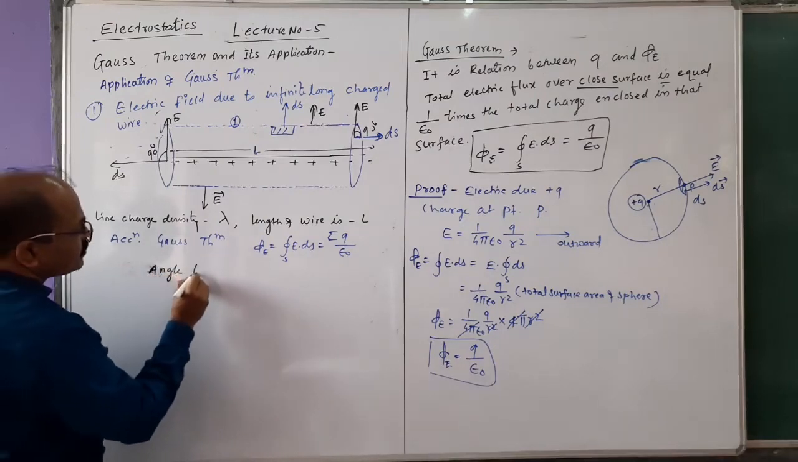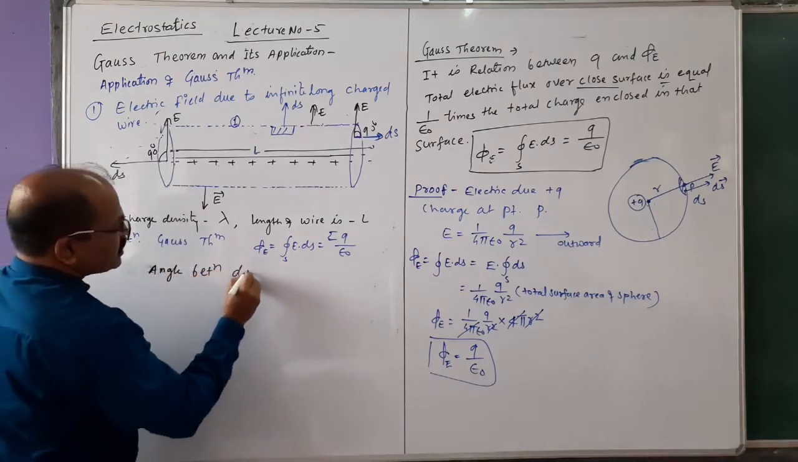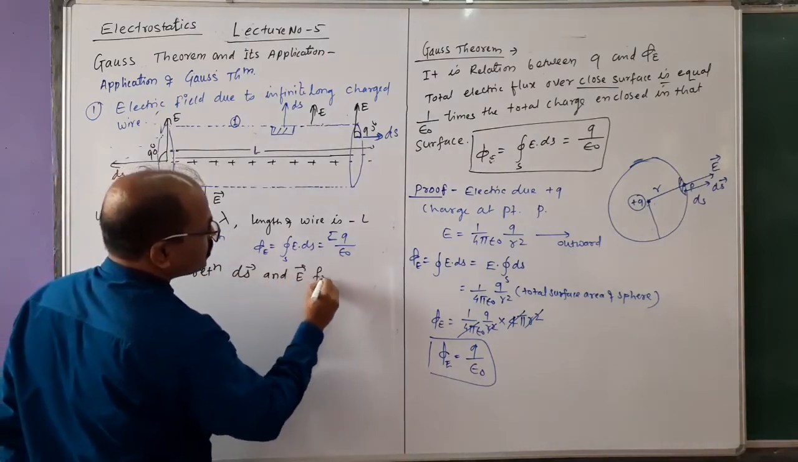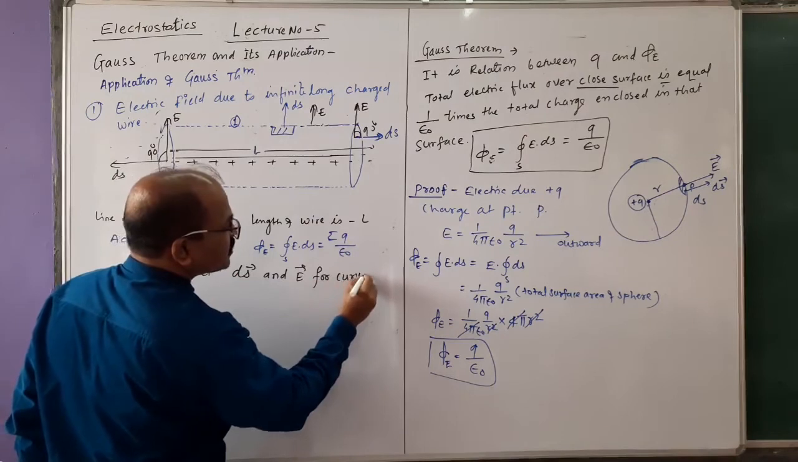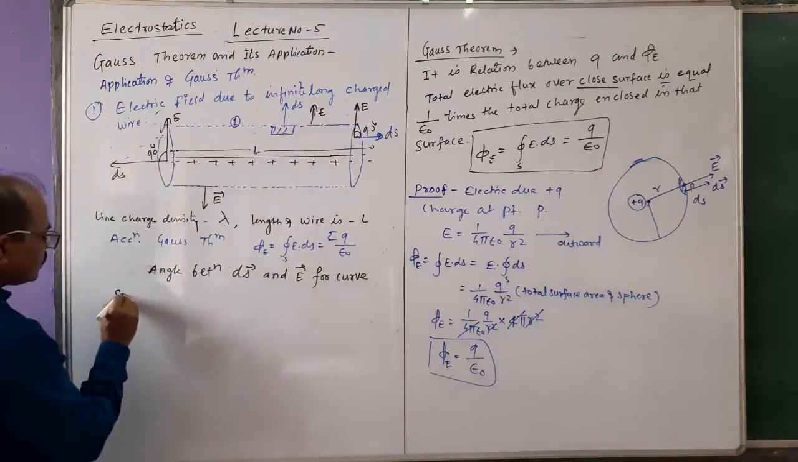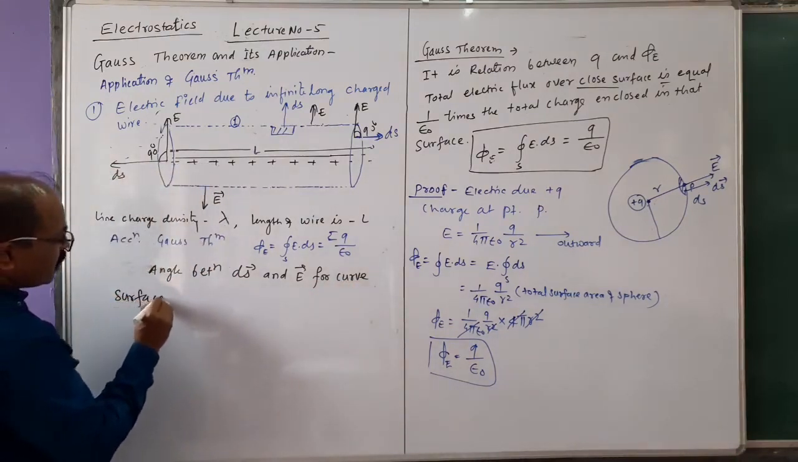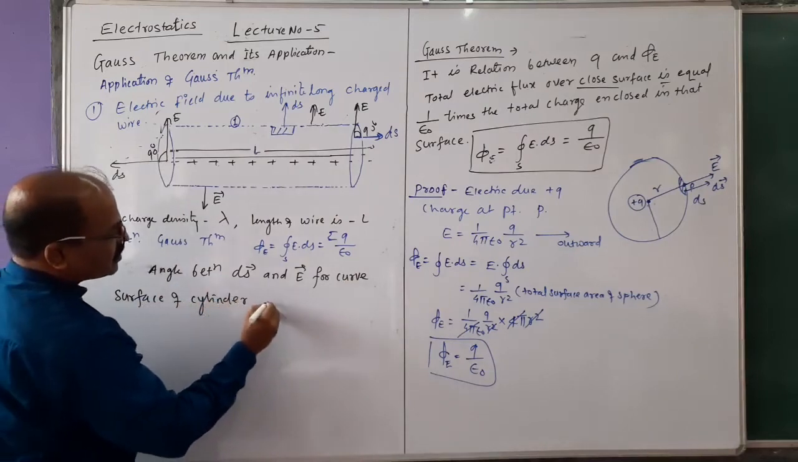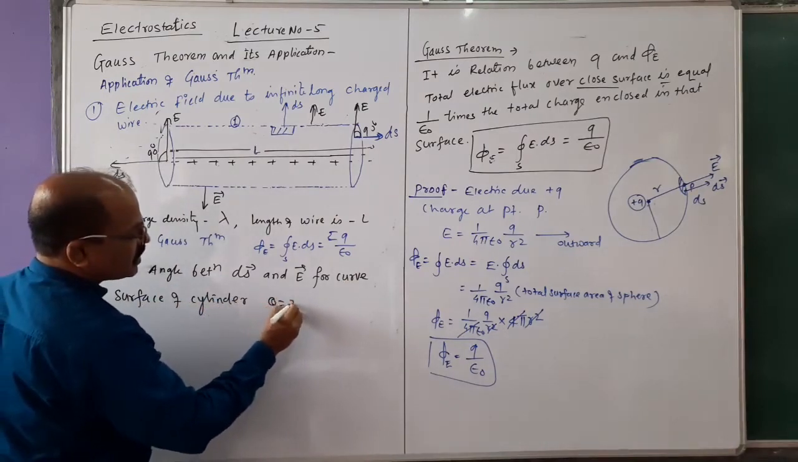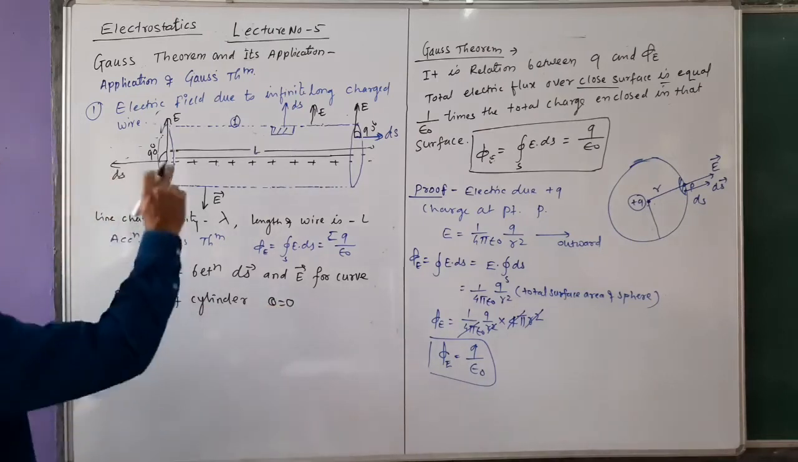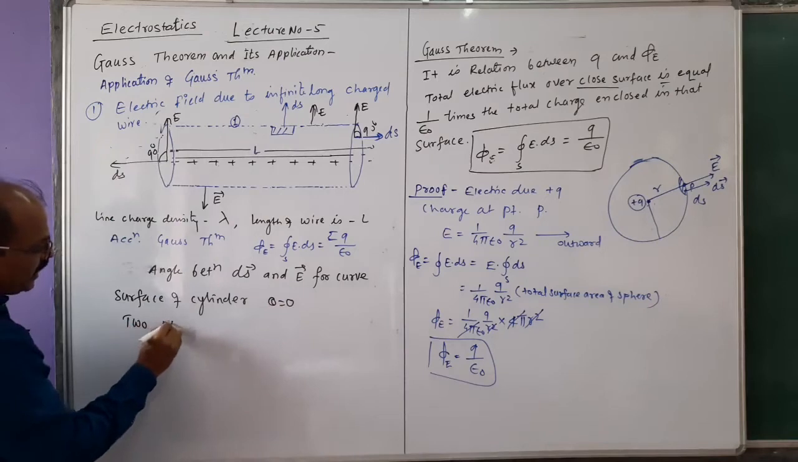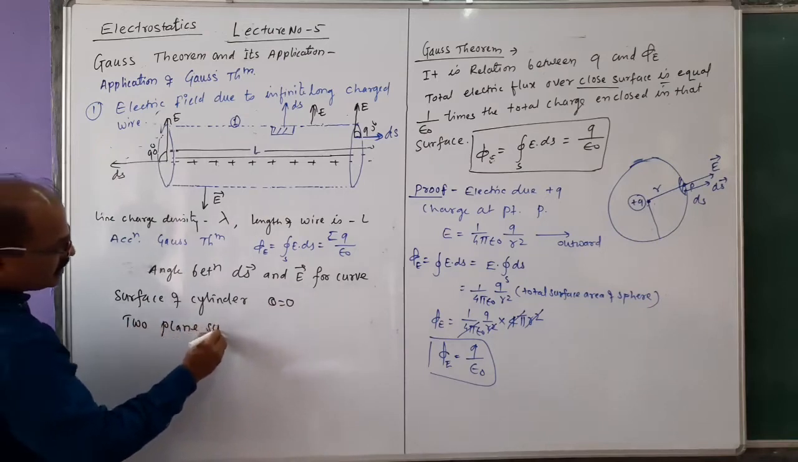सो ds एंड E के बीच का एंगल, the angle between ds and E for curve surface of cylinder. सिलेंडर का अगर कर्व सरफेस देखेंगे तो दिस इक्वल टू थीटा इक्वल टू क्या रहेगा? 0. बट व्हाट अबाउट दिस इज द टू प्लेन सरफेसेज?